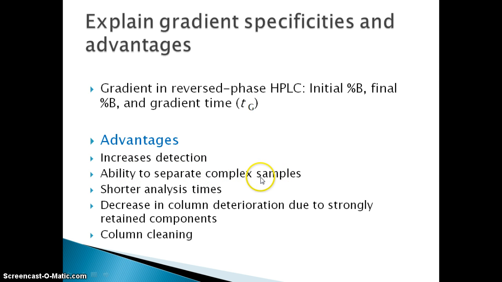For a gradient method, when the range of analyte properties is broad, peaks eluting at or near the void volume, so basically at T0, are not as poorly retained as in the isocratic system, and therefore the resolution has improved. Another advantage of gradient HPLC is shorter analysis times, decreased column deterioration due to strongly retained components, and column cleaning.